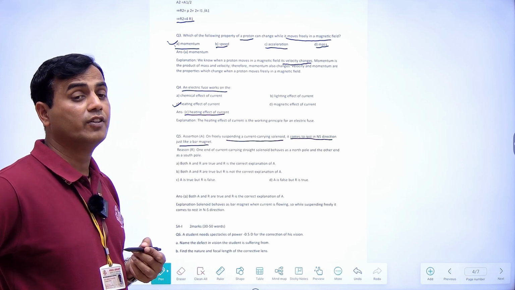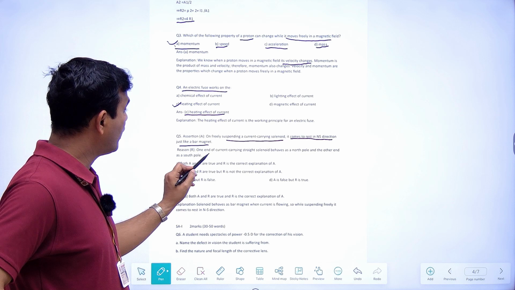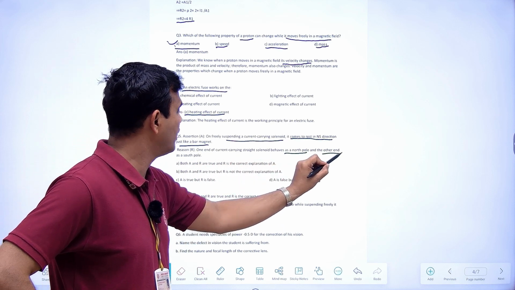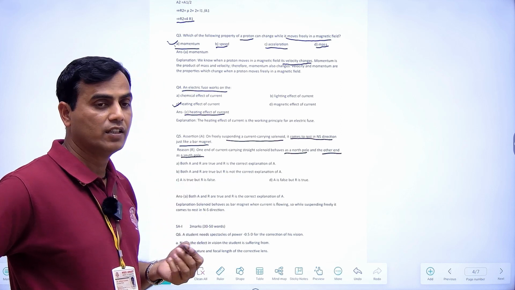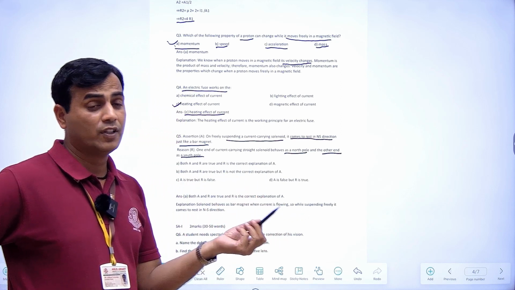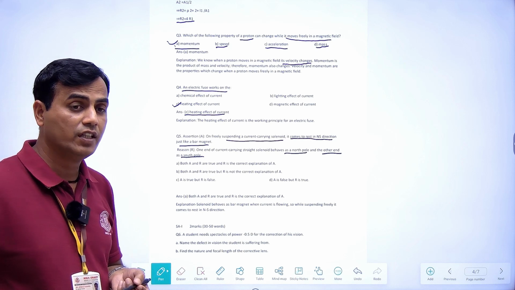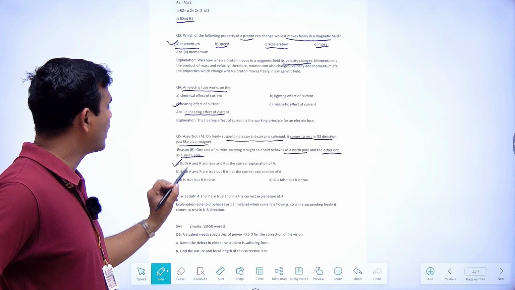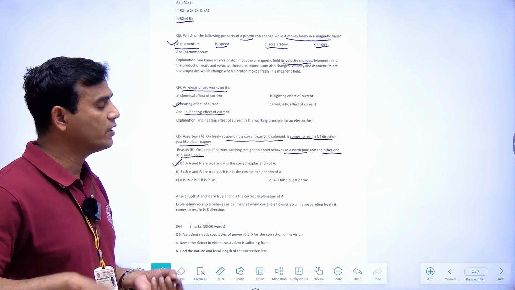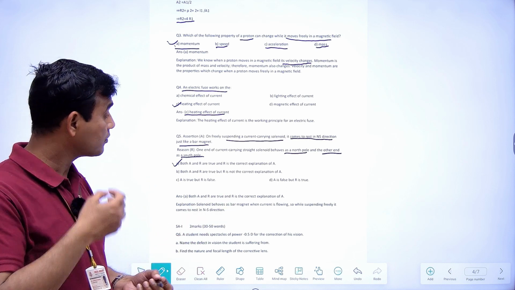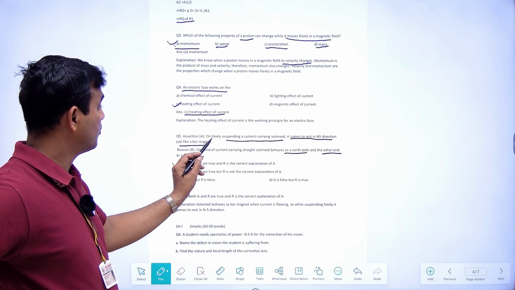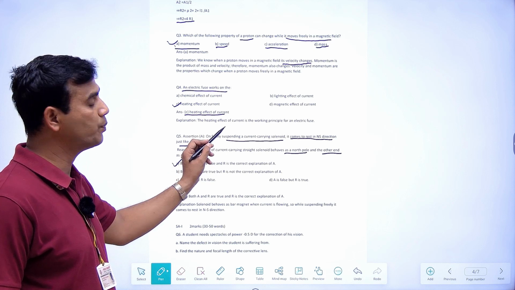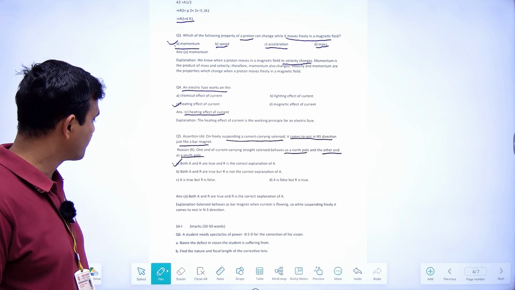The reason given for this assertion is that one end of a current-carrying straight solenoid behaves as a north pole and the other end as a south pole. Exactly, in the bar magnet also one portion is the north pole and another is the south pole. So our answer is: both A and R are true, and R is the correct explanation of A. Both statements are true and the reason explains the assertion clearly.